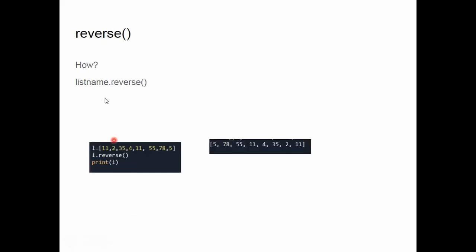Now the reverse function is going to reverse the list. So we are having this kind of contents in your list L, and what is the method? Directly list name dot reverse. So it's going to reverse that list, and the original list is going to be modified. That's why we are having print L. So L will contain the modified version, in the reverse format of your list.